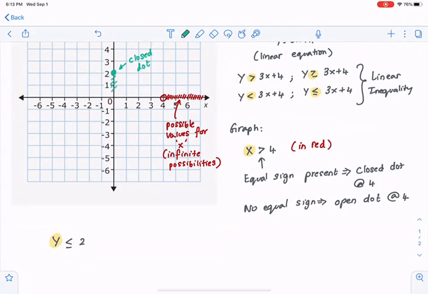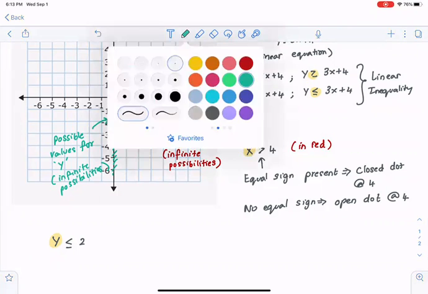And everything below that too will be an answer for y. So these are all possible values for y. And y has infinite possibilities as well. So y equals 1 is a solution. y equals -5 will satisfy that condition. y equals -4 will satisfy the condition, and so on.